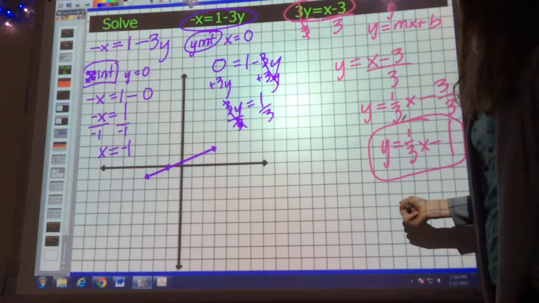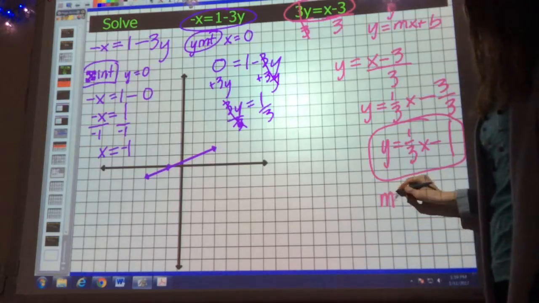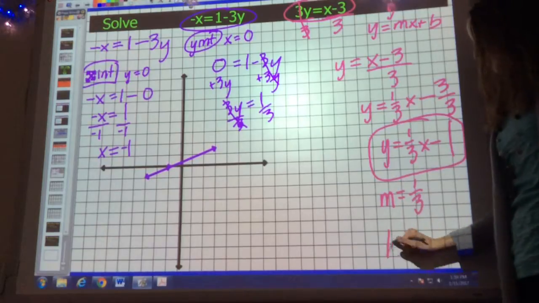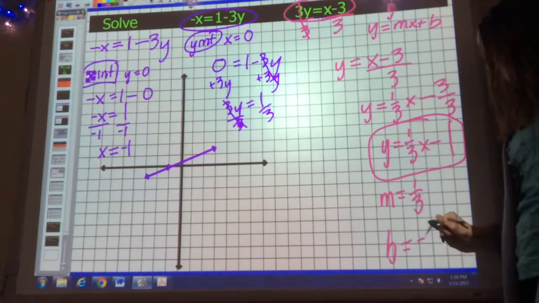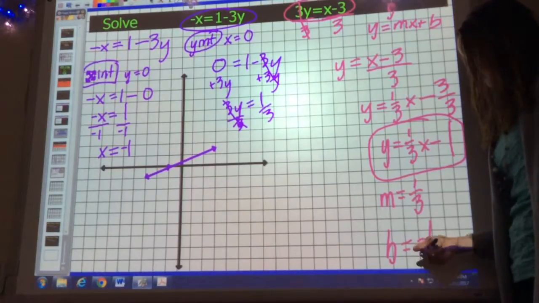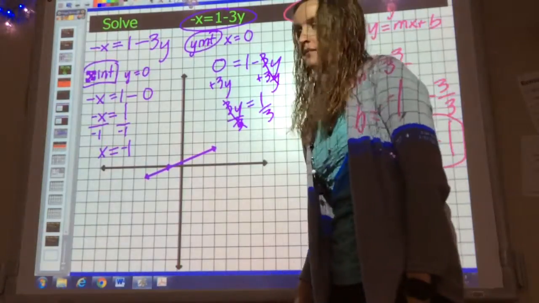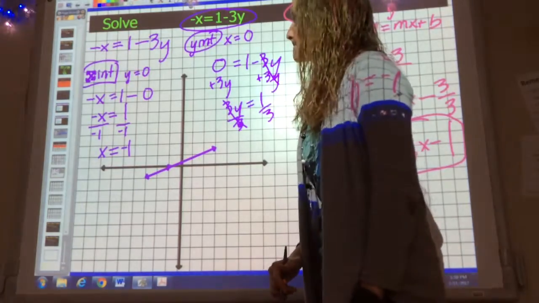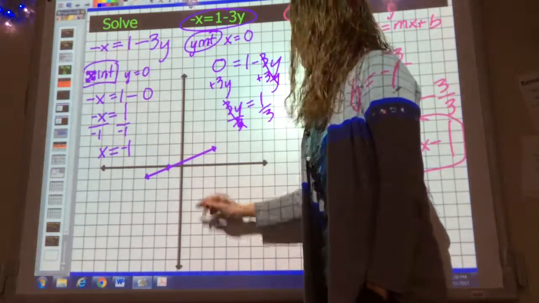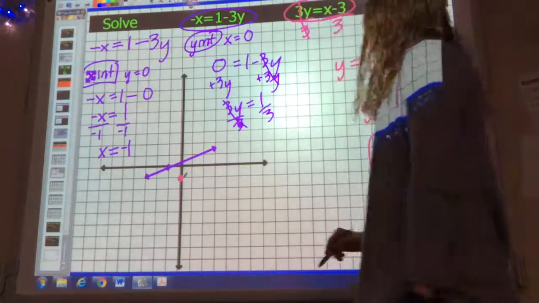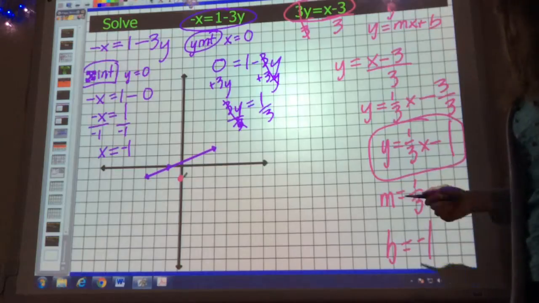Now, when we get it into here, what's our slope? 1 over 3. What's our y-intercept? Negative 1. Way to go. What do we always graph first? The y-intercept. Let's do that then. Let's graph -1 on our graph paper. Down 1.